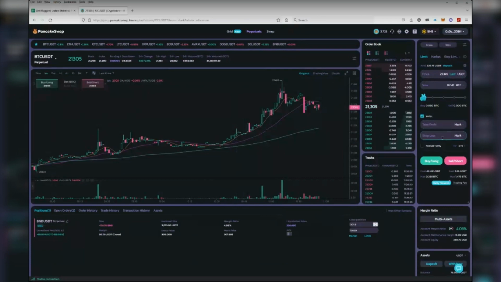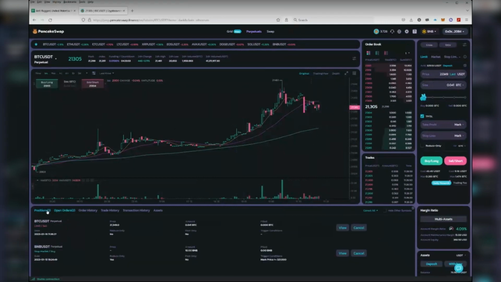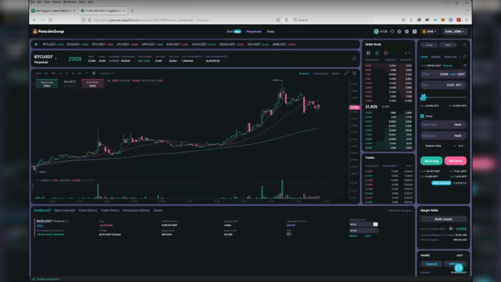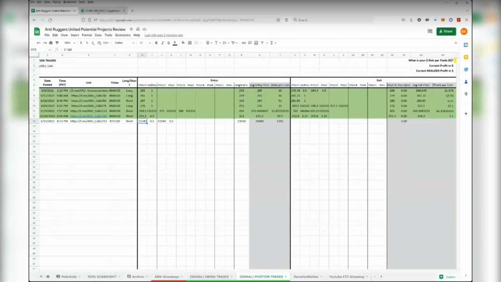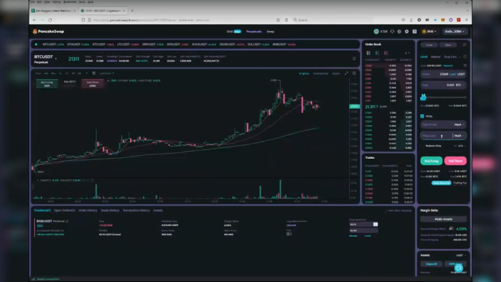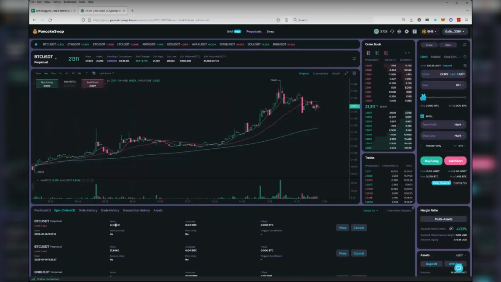Stop loss at 23,050. Sell short that one. Now I should have two positions, one at 22,349 and one at 21,349.